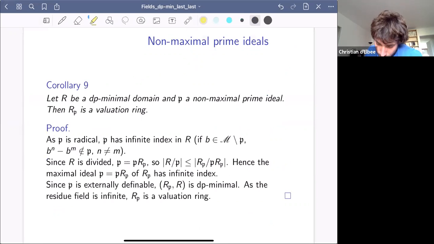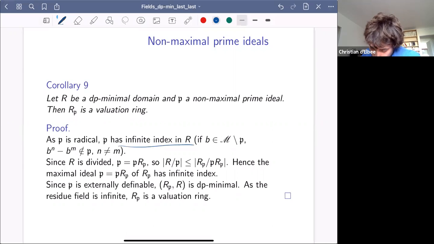So first, P is radical because it's prime, so it has infinite index in R. Because for any element, we assume that P is non-maximal. So this is non-empty, and the set of powers of b will be in different classes modulo P.